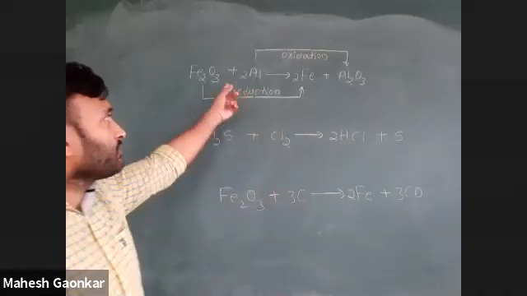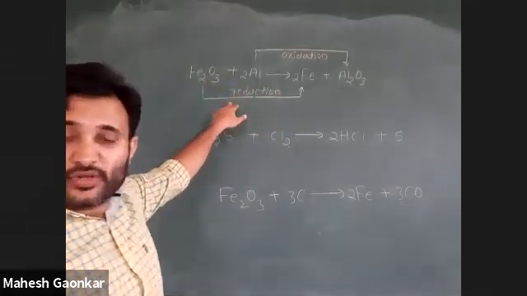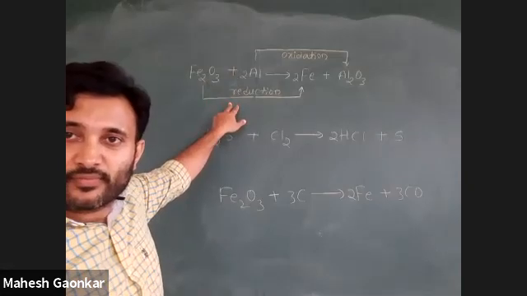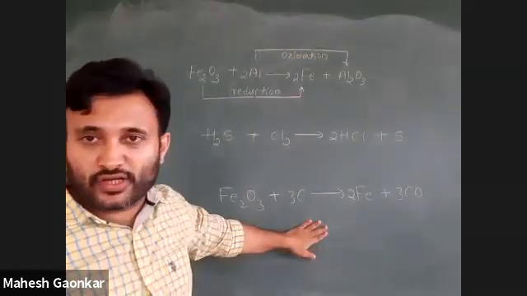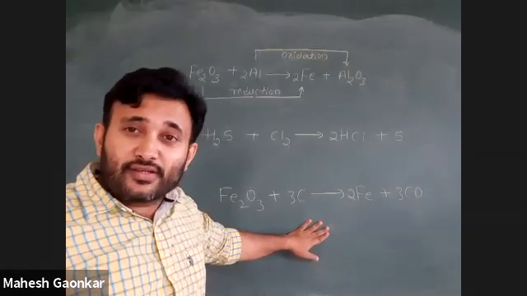Okay, let me come back to this reaction only. Which is the reducing agent? Aluminium, because it is getting oxidized. Then come here. Which is the reducing agent? Carbon. Correct. I may confuse you.